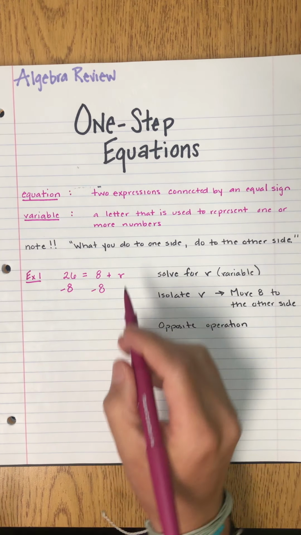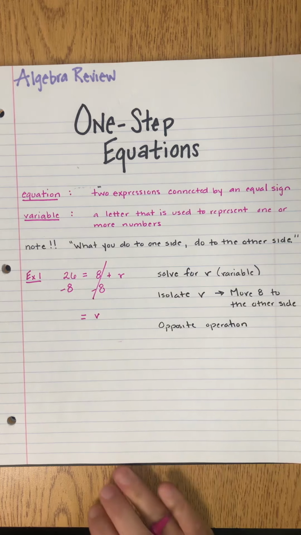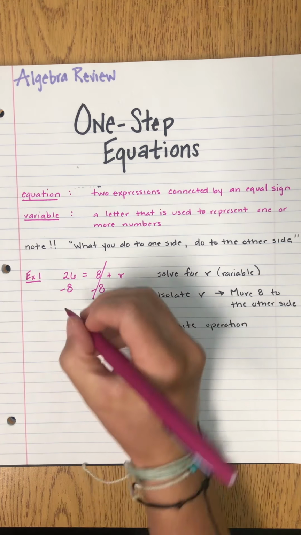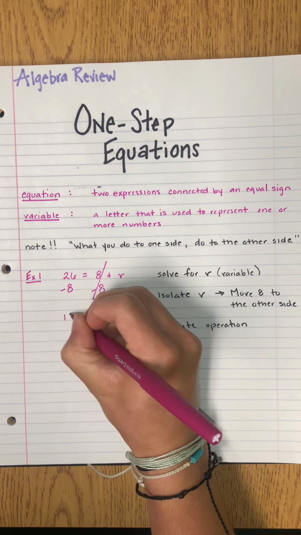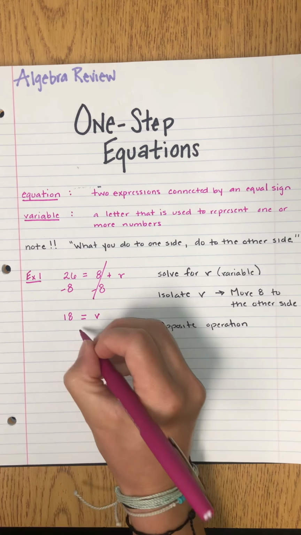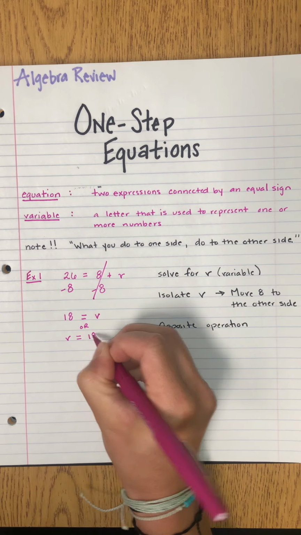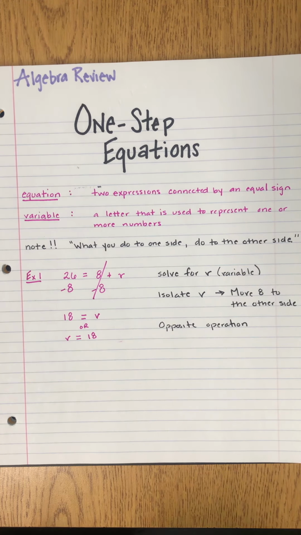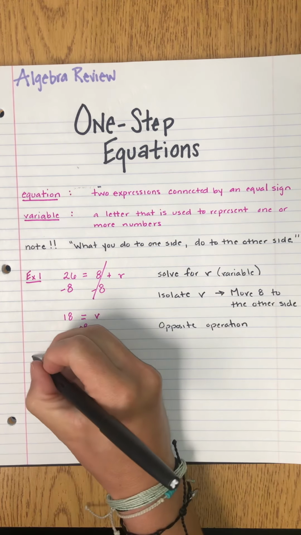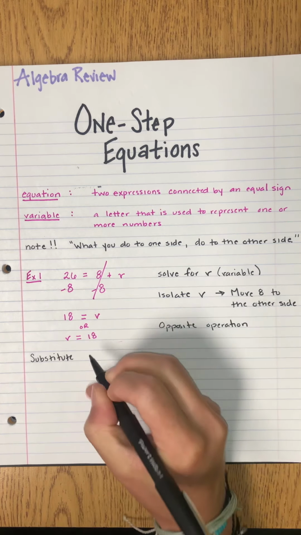So when we subtract the 8 from this side, those cancel. Bring down the V, it equals, what is 26 minus 8? It's 18. Here we go. So V equals 18. You can write it like that, or you can write it like this. Either way is correct. Now, I want you to substitute the V back into the equation.